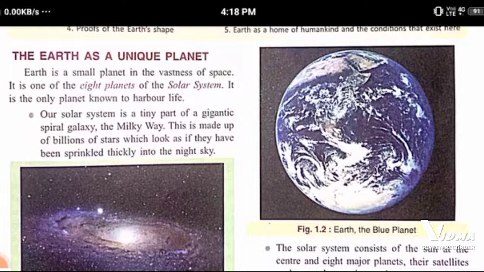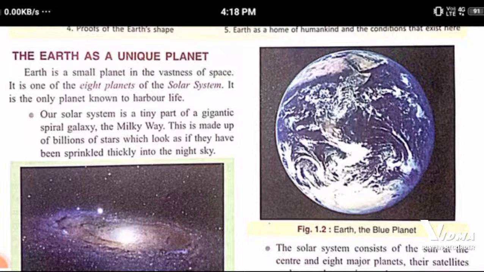The Earth is a unique planet. Why is Earth a unique planet? Earth is a small planet. So we are going to start the reading of this chapter. Beautiful chapter. Earth is a small planet in the vastness of space. It is one of the eight planets of the solar system. It is the only planet known to harbor life.